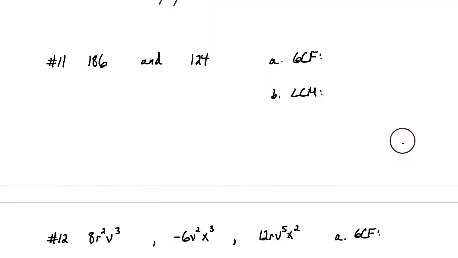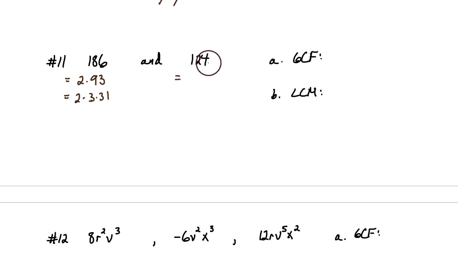Number 11, we're given two numbers and asked to find the GCF and LCM. So what is the greatest number that's a factor of both of these? If we prime factor these numbers, that will help us find the GCF and LCM. 186 is equal to 2 times 93. But this is equal to 2 times 3 times 31, because 93 is equal to 3 times 31. 31 is a prime number, so we're done.